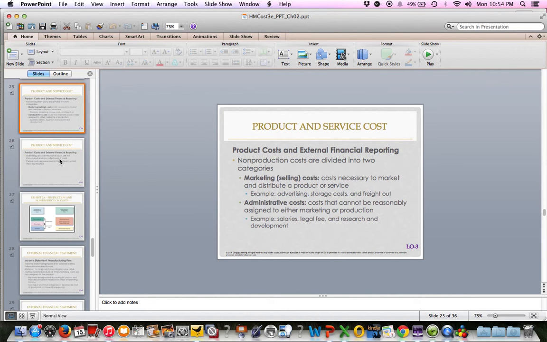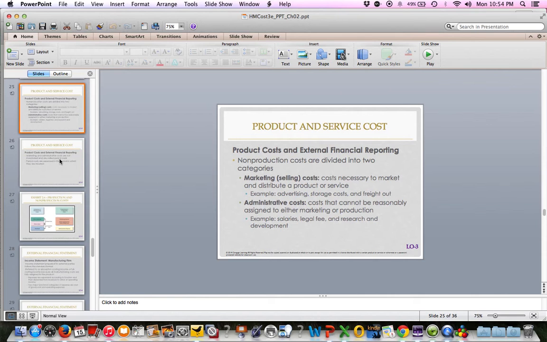Product cost and external financial reporting. Non-production costs are divided into two categories: the marketing and administrative costs. Marketing relates to selling, the cost needed to market and distribute the product to our customers. So advertising it, storing it, freight out, maybe a sales staff salary would also be included in marketing or selling cost.